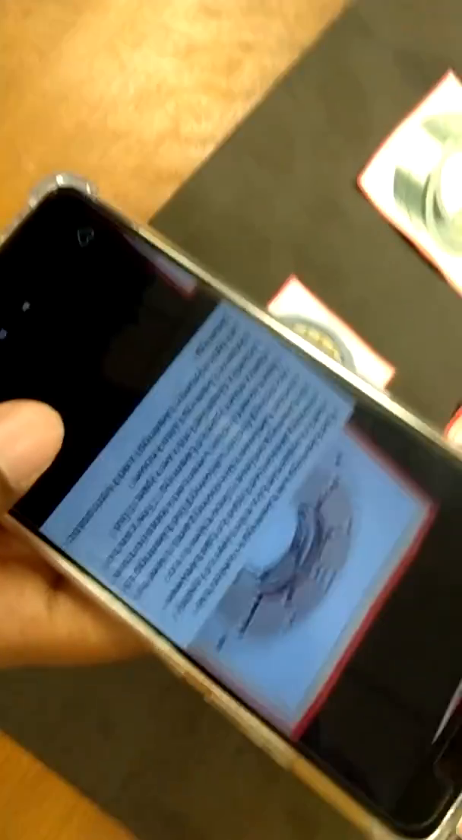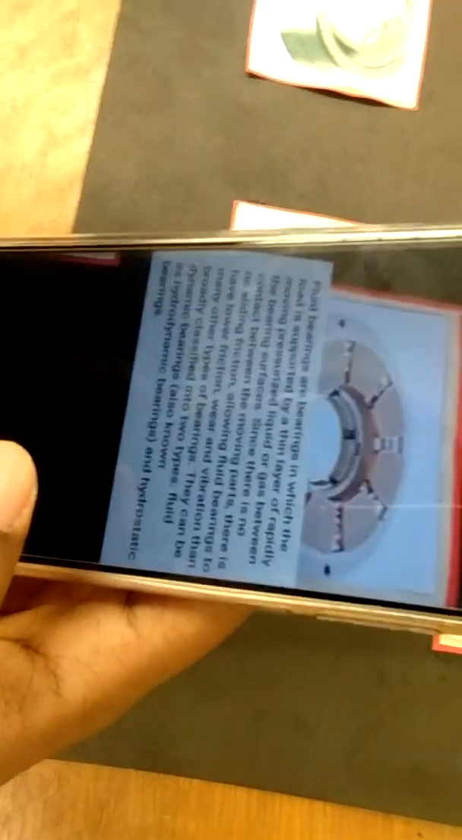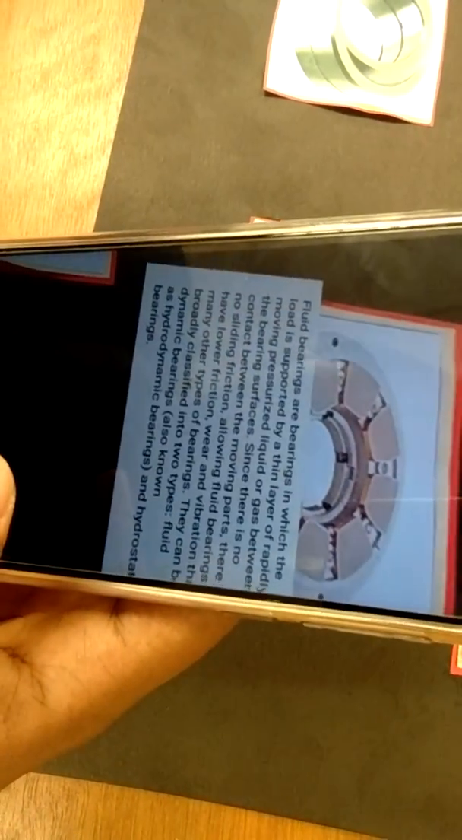Okay, this is known as a ball bearing. Okay, this is known as a fluid bearing. I'll be explaining about this.